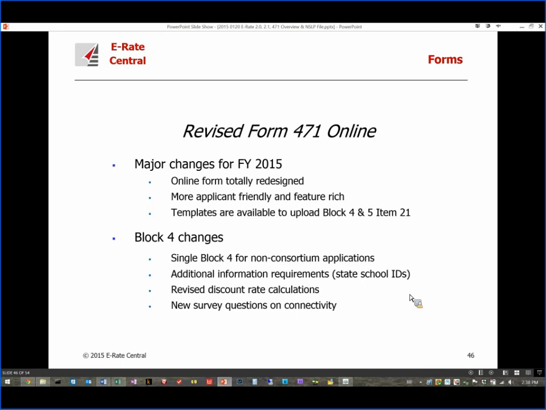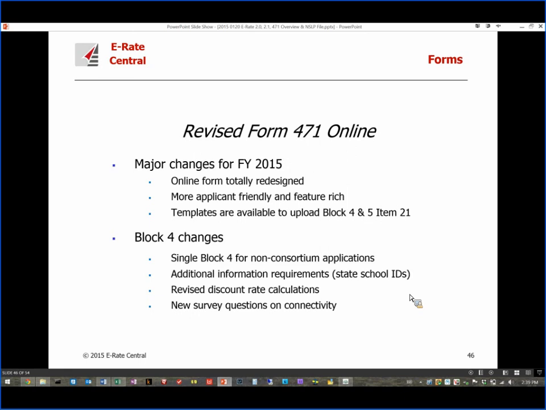But overall, it's been pretty well received, but there are numerous issues and questions coming up. There are templates available to upload Block 4 and Block 5, Item 21. Block 4 changes. There's a single Block 4 for non-consortium applications, which is pretty straightforward.